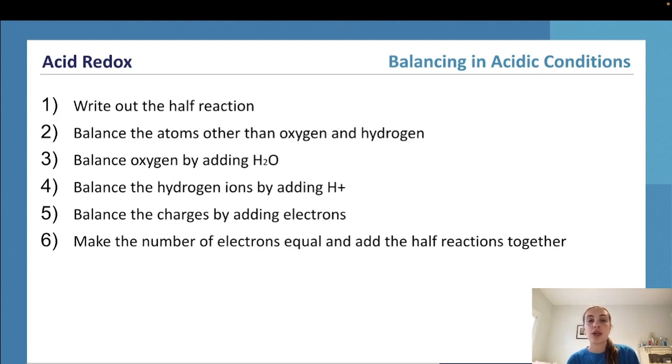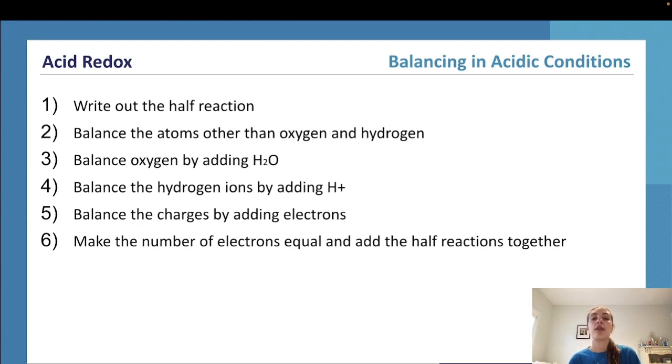The next thing you also need to do with that step 6 is taking away the electrons which you've added to both sides, so that they're balanced and you don't have a net change displayed there. So if you have 5 electrons on one side and 5 electrons on the other side, you can cancel those out.